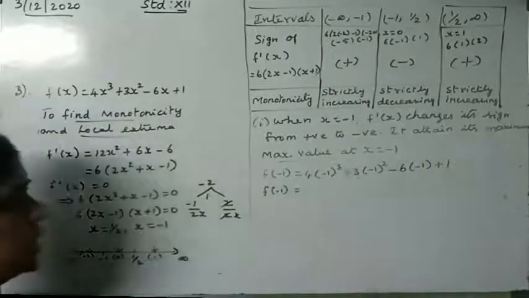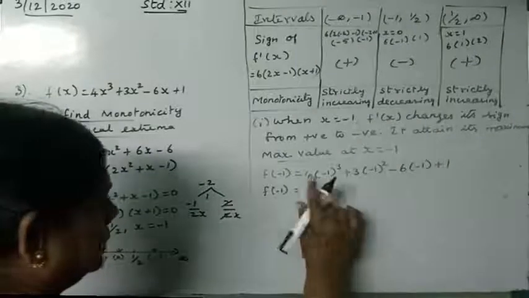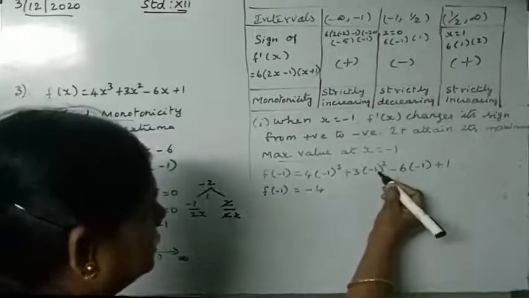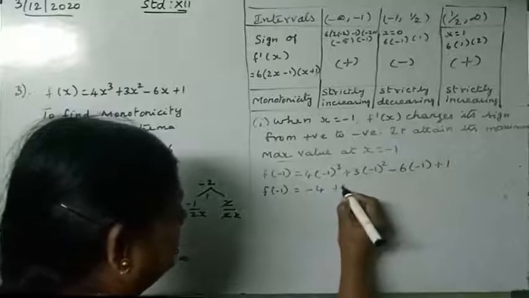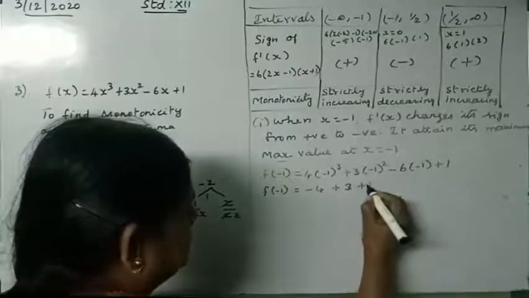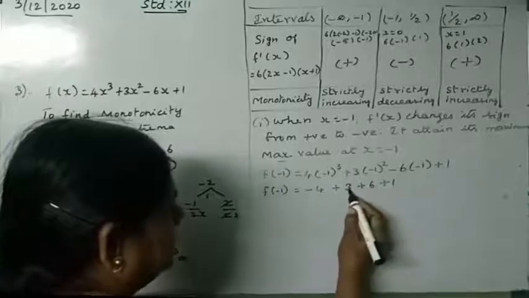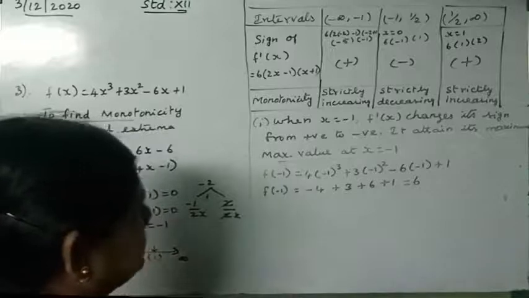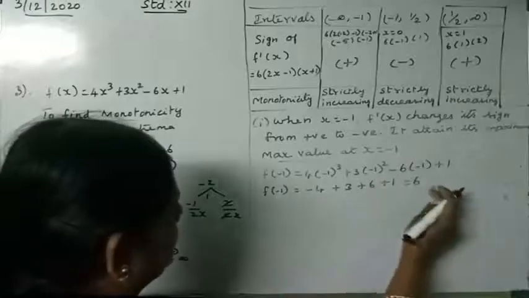So it is the odd power, so it is getting its minus sign. So minus 1 into 4 is minus 4. It is the even power, so it becomes positive. So 1 into 3 is 3, plus 3, minus minus plus 6, plus 1. 1 plus 6, 7. 7 plus 3, 10. 10 minus 4 is 6. So it is the maximum value. So x comma f of x is equal to minus 1 comma 6.